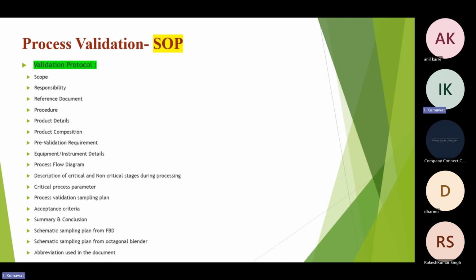Accordingly, we have to define the process procedures, product details, product composition, and pre-validation requirements, meaning the prerequisites we should have before execution of the validation activity. Then equipment and instrument details, process flow diagram, description, critical and non-critical stages during processing, critical process parameters, critical validations, sampling plan, acceptance criteria, and finally summary and conclusion, schematic sampling plan for the particular equipment, and abbreviations used during the preparation of those documents.